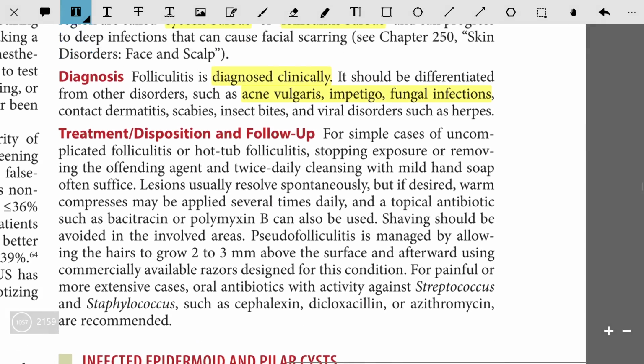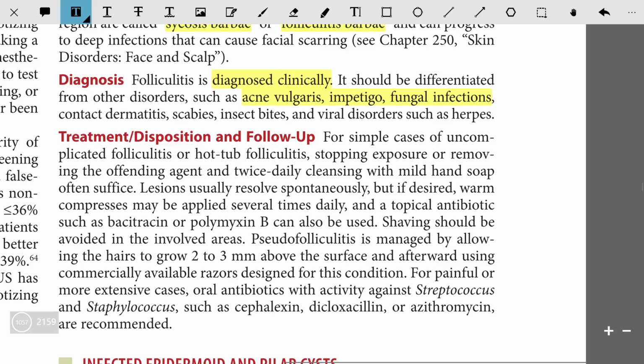How do you treat it? Treatment for simple cases of uncomplicated folliculitis or hot tub folliculitis is stopping exposure or removing the offending agent, and twice daily cleaning with mild hand soap and water often suffices. Lesions usually resolve spontaneously, but if desired, warm compresses may be applied several times daily, and a topical antibiotic such as bacitracin, polymyxin B, or polymyxin D can also be used. Shaving should be avoided in the involved area.